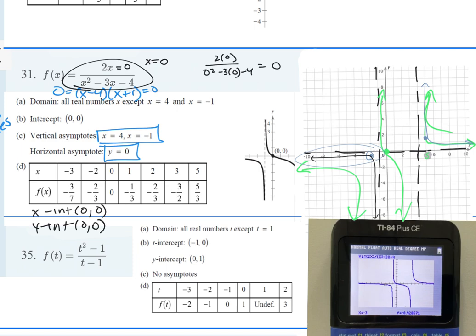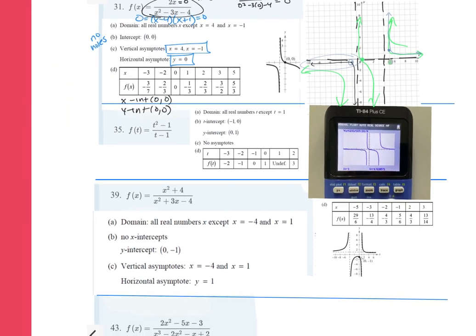Yeah, Kiara. Could you also use 43? Sure. Is that on this page?